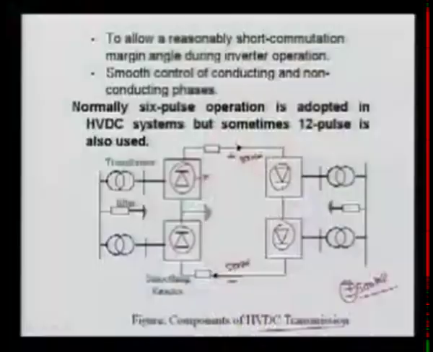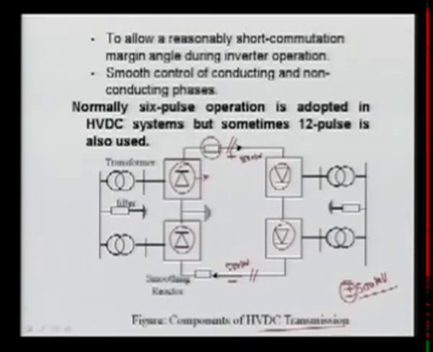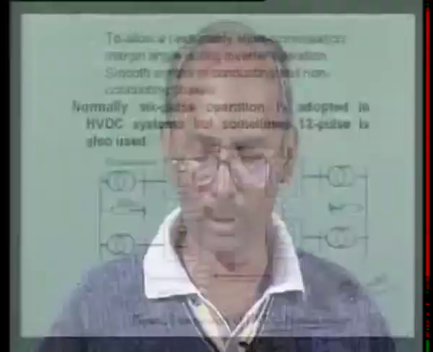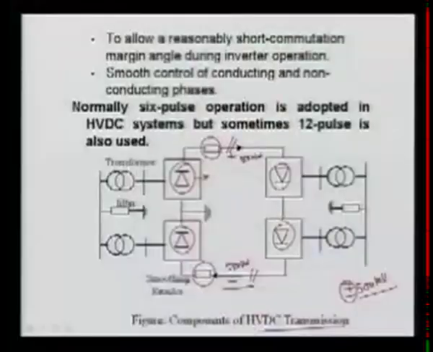We require the transmission lines. These are the transmission lines. We require the smoothing reactors. Here you can see the smoothing reactors. Why smoothing reactors? Because we want a smooth DC current over these lines, because due to the firing the current will keep on changing. Normally the current variation is there, but we can use a reactor so that the current will be perfect DC. We are also using transformers.